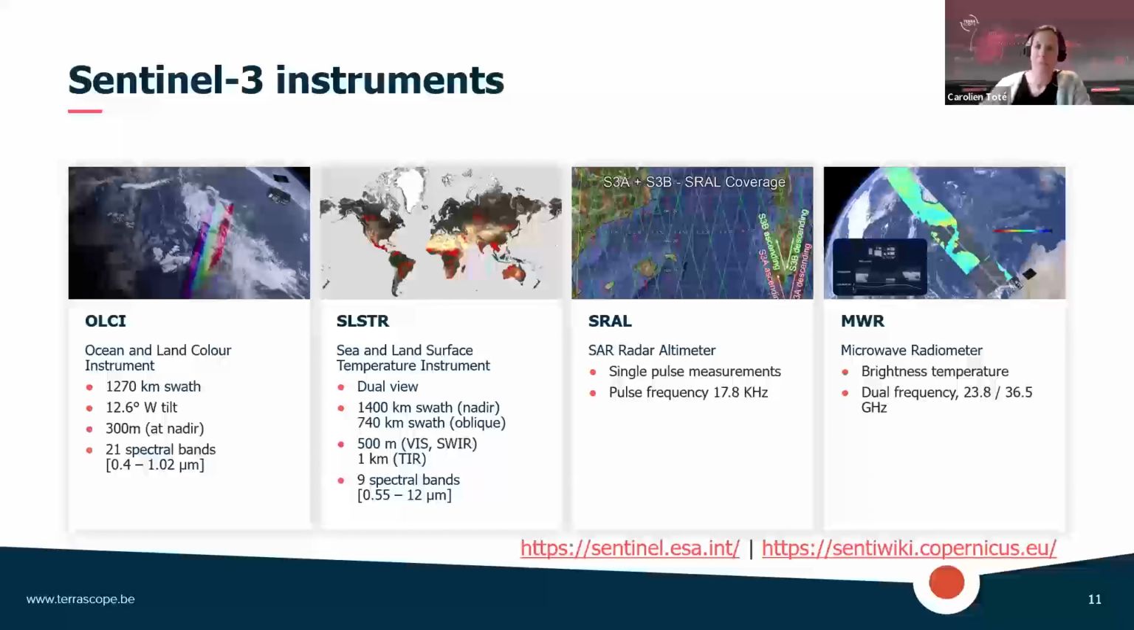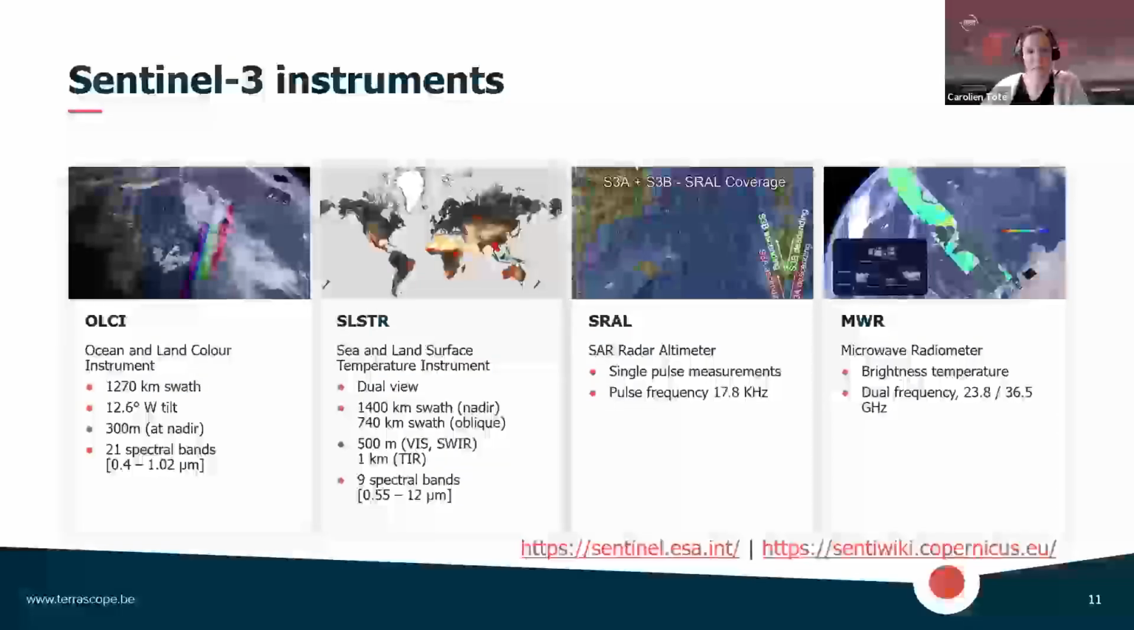Then there is the MWR, or the microwave radiometer. This one measures brightness temperatures, water vapor, cloud water content, thermal radiation, and so on. And it's actually used to correct the measurements of the SRAL sensor because it's affected by water vapor in the atmosphere. So the combination of SRAL and MWR are used for topographic measurements of the ocean and inland waters. But in the rest of the webinar, I will focus on specific products derived from OLCI and SLSTR.